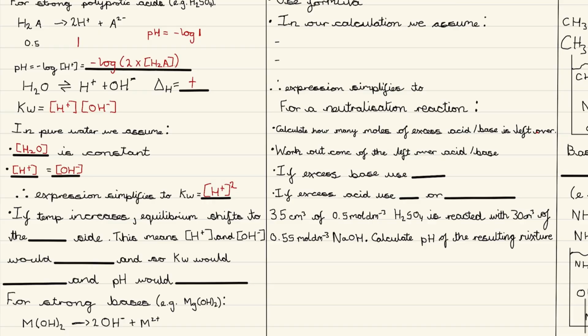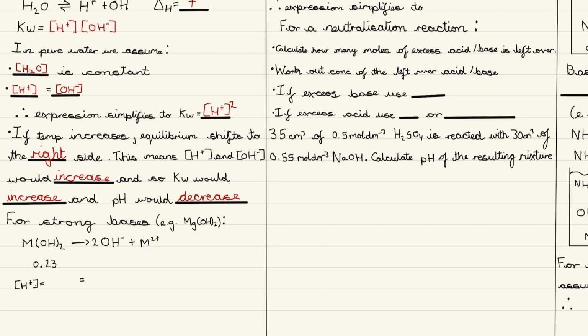Now, since this is endothermic, if we increase the temperature, the equilibrium shifts to the right. This means that the H plus and the OH minus concentrations would increase. And so Kw would increase. And pH would decrease.